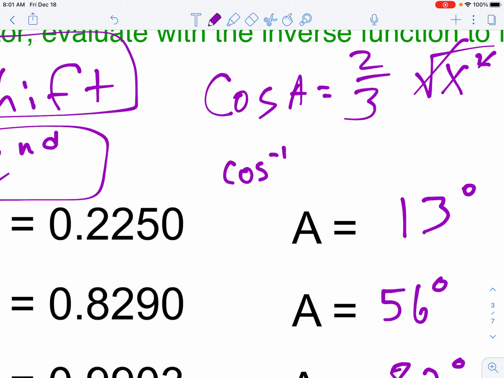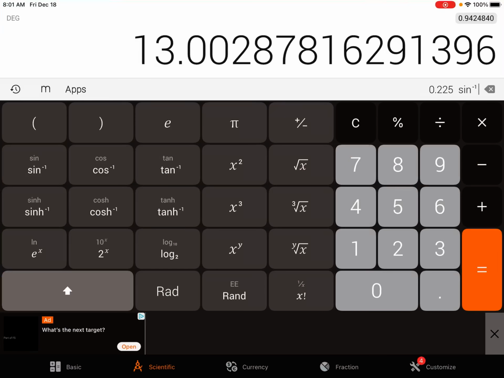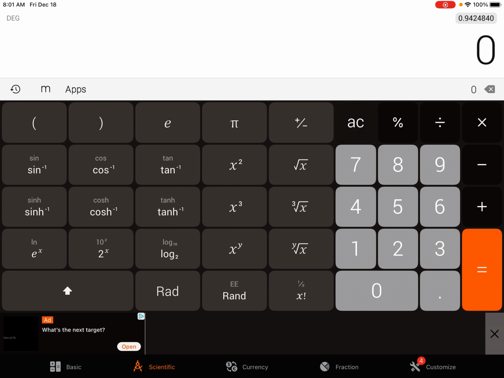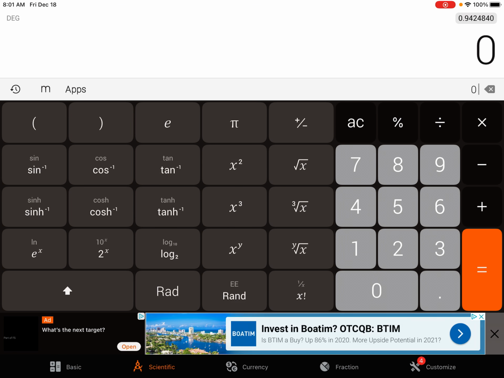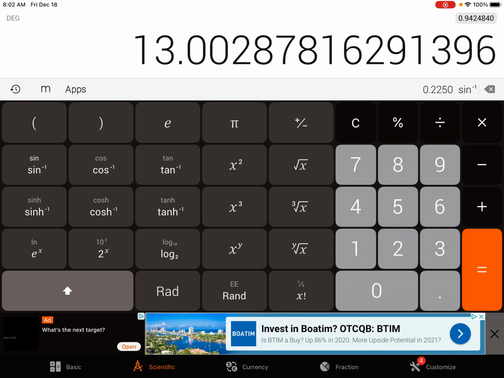If you're using the calculator on your iPad, don't do it. I've been having issues with this thing. Make sure you hit the all clear a bunch of times. So we would do 0.2250, and then the arrow on the bottom left is the one that we want to change. Instead of sine being on the bottom, we want the sine -1 on the bottom. We hit that, you get 13.00.